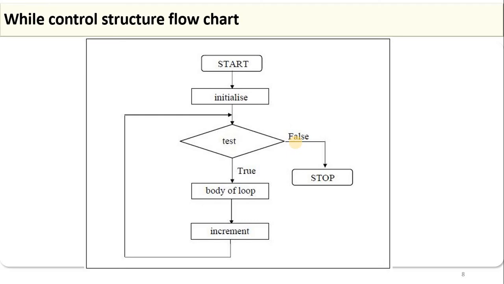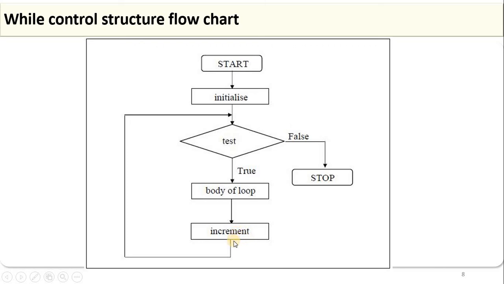So let us see the while control structure flowchart. Here there will be initialization. After initialization, the condition is tested in the while statement. If the condition is false, it will come out of the loop. If the condition is true, it will enter the body of the loop, that is the body of the while loop. And then once the body of the loop executes, we need to increment the counter which was initialized earlier.